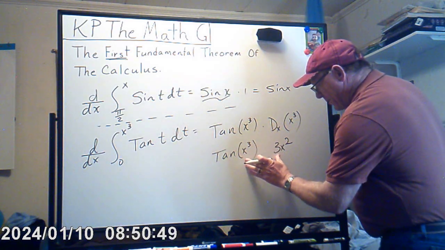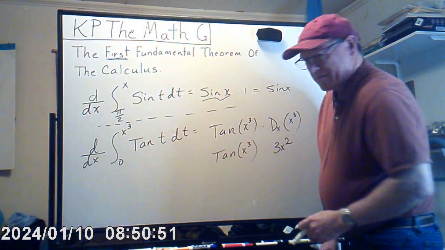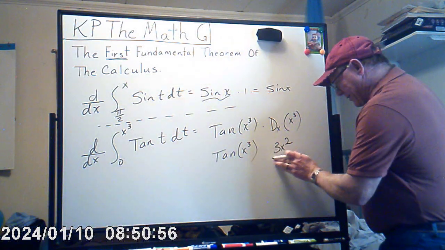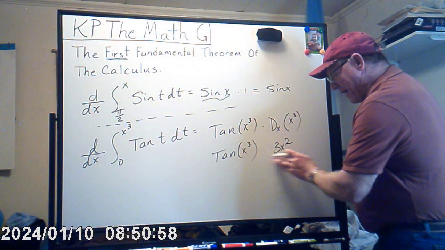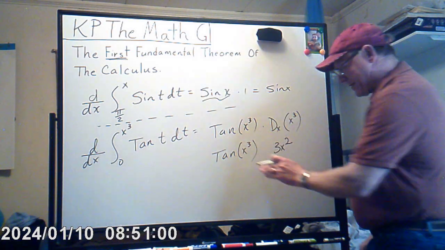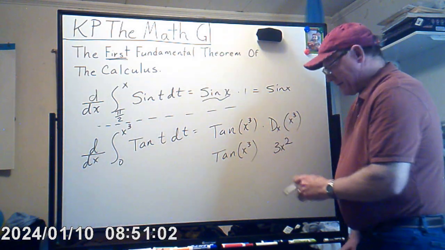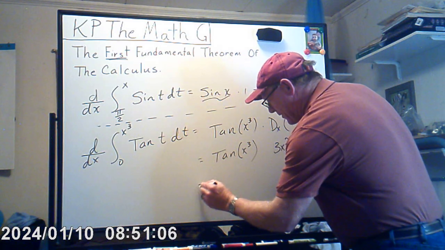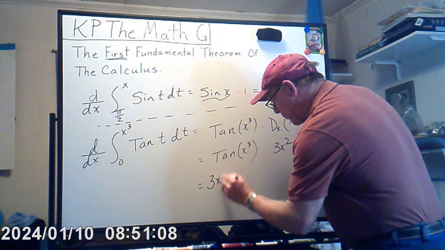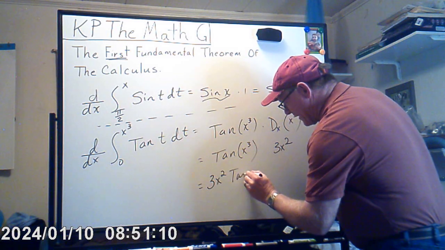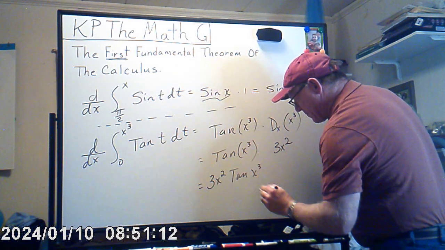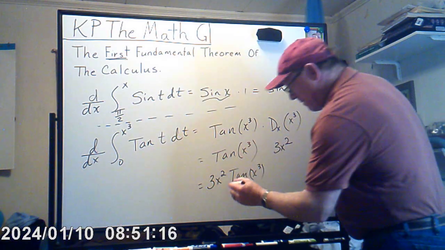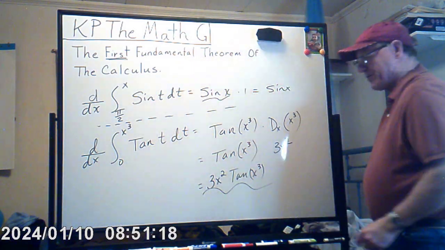So tangent x cubed. Do not multiply these two together. This is called the argument. This is just a term that's outside the argument, and you don't put this inside that. Put it in front maybe. So this equals 3x squared tangent x cubed. Whether this is in parentheses or not, it's okay, but that is the final answer to this.